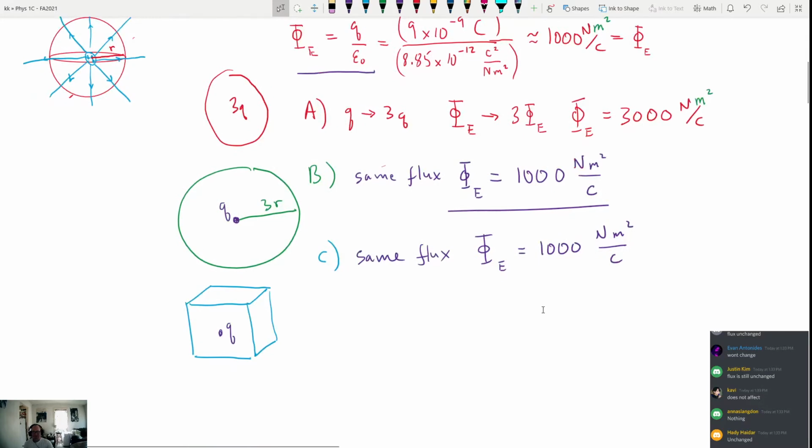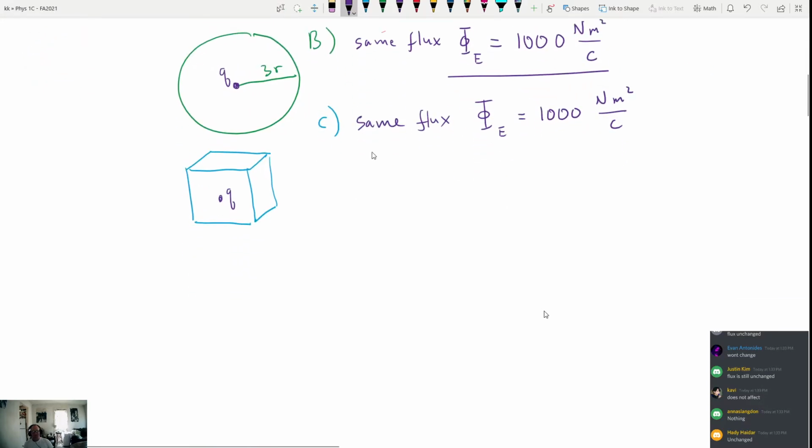Okay, and then in part D it says the charge is moved to another location inside the surface. So it stays inside the surface, but it's now in a different location. So what that's going to look like, let's go part D right here, is now here's our surface, okay? And let's say that now, instead of it being right at the center, we place our charge somewhere over here on the edge. What's that going to do? Is that going to change the flux? No, it's not going to change it exactly.